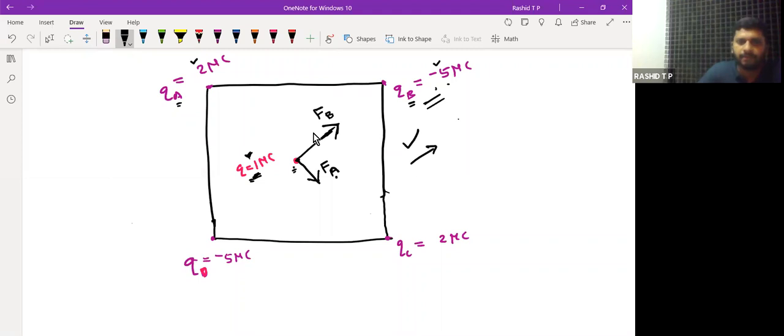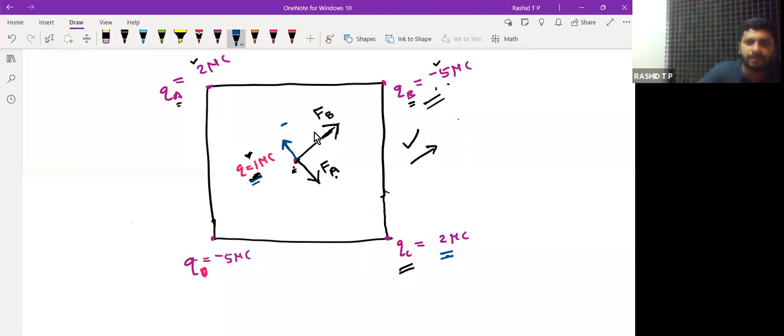Next, we have to draw the force experienced by this central charge because of the charge C. Now, where will our charge move? To know that, just check the sign of the charge. This is 2 microcoulomb, plus 2 microcoulomb. This one is plus 1 microcoulomb. Both are positive. Therefore, that is a repulsive force. Our charge will move in this direction.